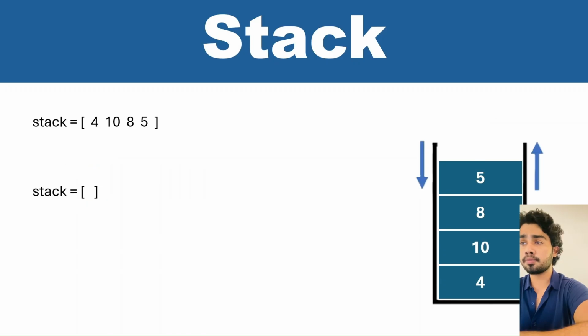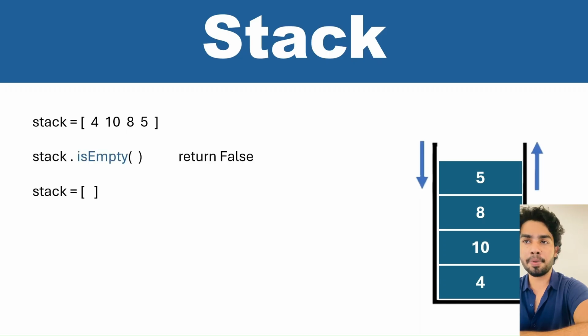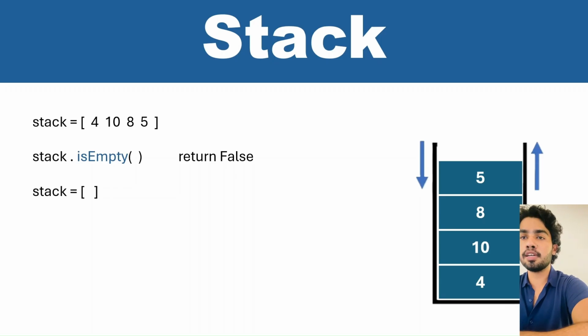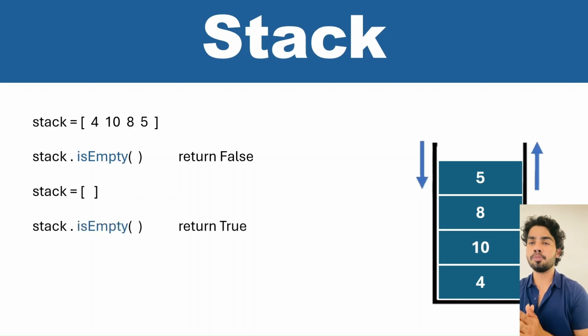Next, I'm looking at the isEmpty operation. There is an array defined as a stack with all the elements, and I call the isEmpty operation, and you can see it returns false because the stack is already full. The second array is empty, and I call the isEmpty operation again, and you can see it returns true because the stack is empty.